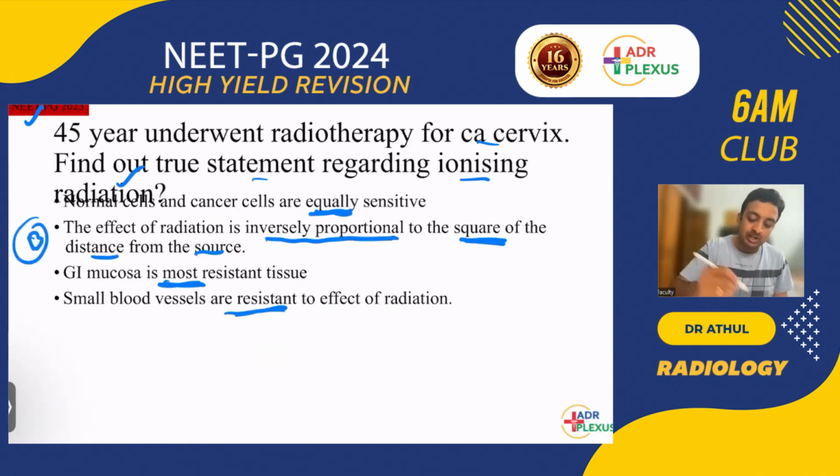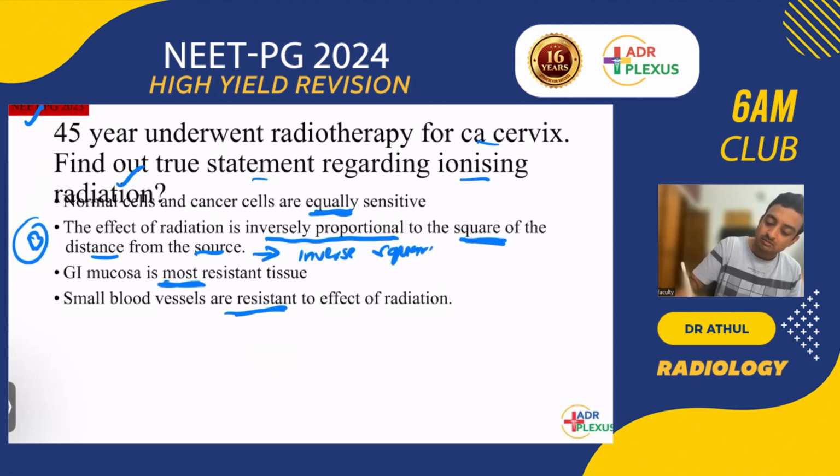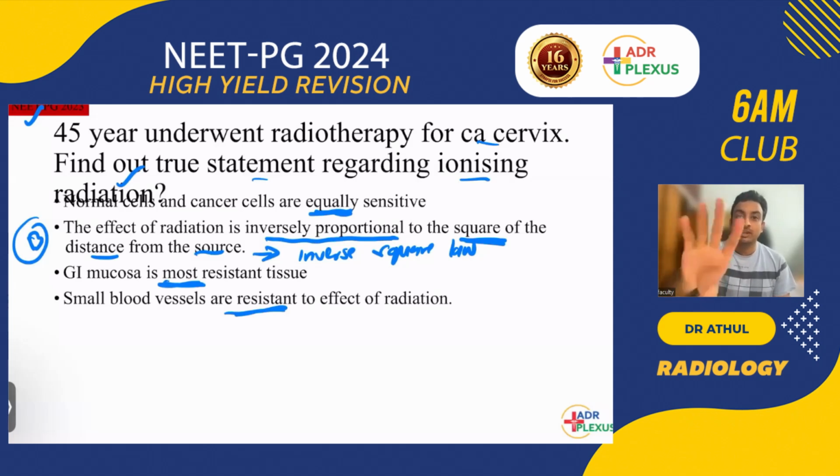Everyone knows. So tell me, why is B the answer? It is called the inverse square law. If you increase the distance, the radiation dose will decrease by the square of the distance. If you increase it 2 times, the radiation dose will decrease by 4 times. That is what is called the inverse square law. So if you double the distance, the radiation dose will decrease 4 times because the square of 2 is 4.